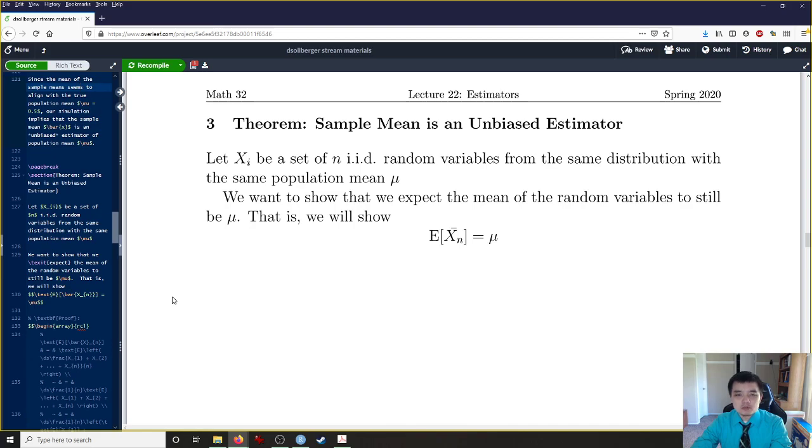So it's going to be a theorem or a fact that the sample mean is an unbiased estimator. To set up some more notation, we're going to let x sub i be a set of n IID random variables. Remember that IID means that the random variables are independent from each other and identical in their distribution. That is, the observations could still be different, but the distribution from which they came was the same. So we have the same distribution, meaning that each of the random variables, capital X, has the same population mean, mu.